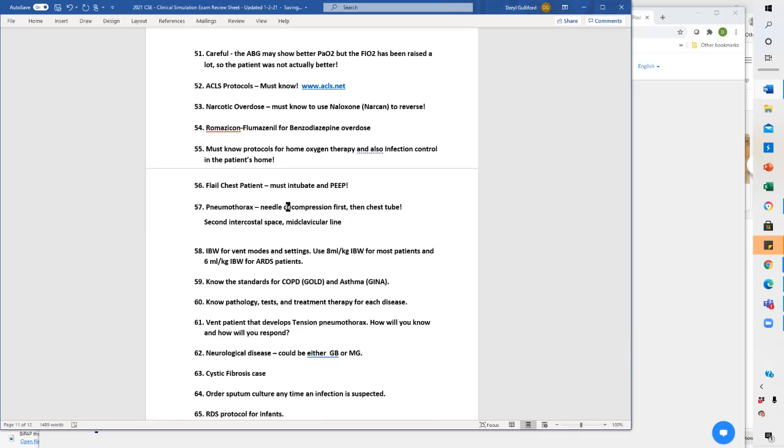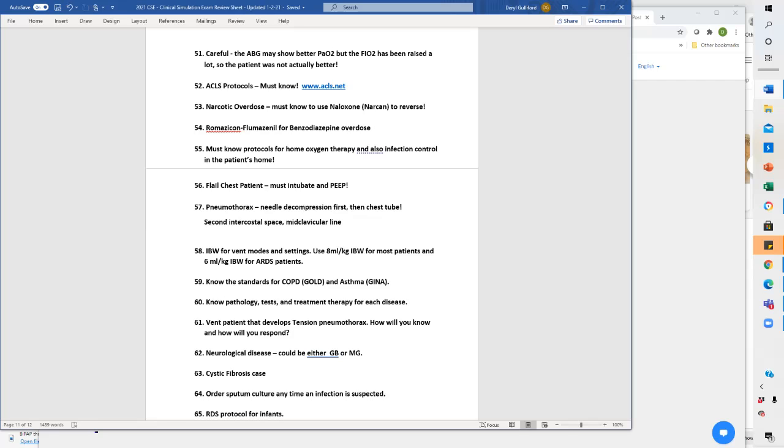Pneumothorax, needle decompression first, then a chest tube. And there's a simulation that involves a pneumothorax that happens in the air. So we're talking about like a helicopter transport or a fixed wing. And in that situation, definitely needle decompression first. It might be very difficult to do a chest tube up in the air, but needle decompression you could do.